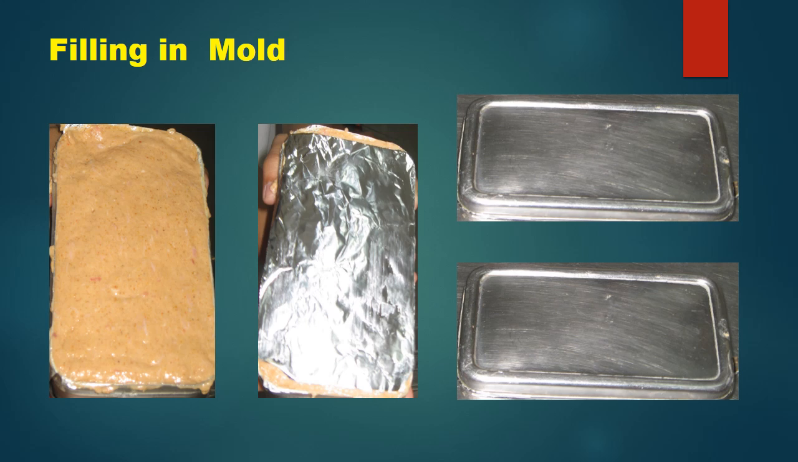For better convenience and to avoid the sticking of the batter in the box, generally we line the box with aluminum foil, and after that we nicely pack it, and then again one more layer of aluminum foil is applied on top, and then a lid is kept over that, and then it makes a filled box.